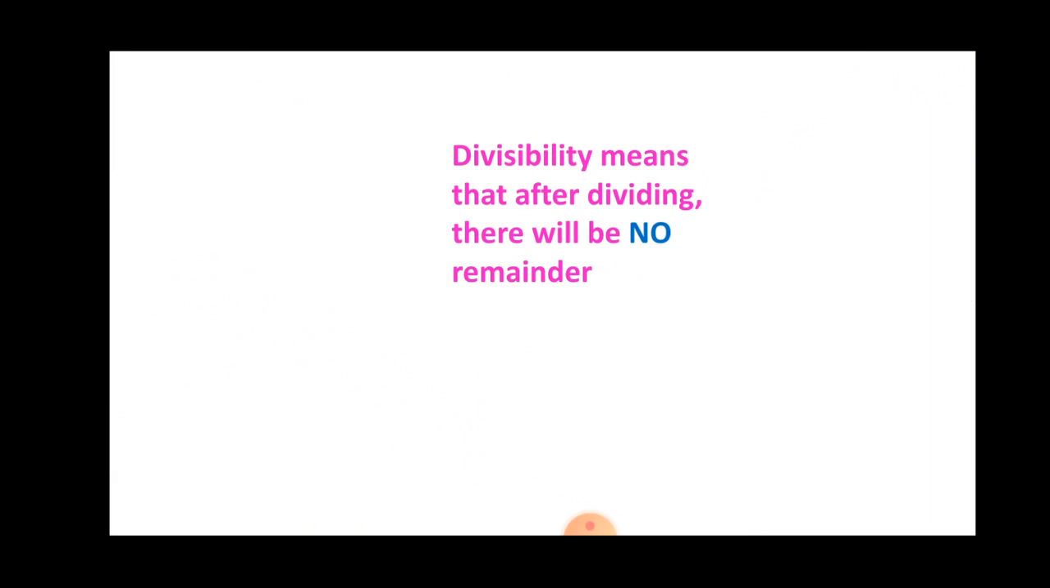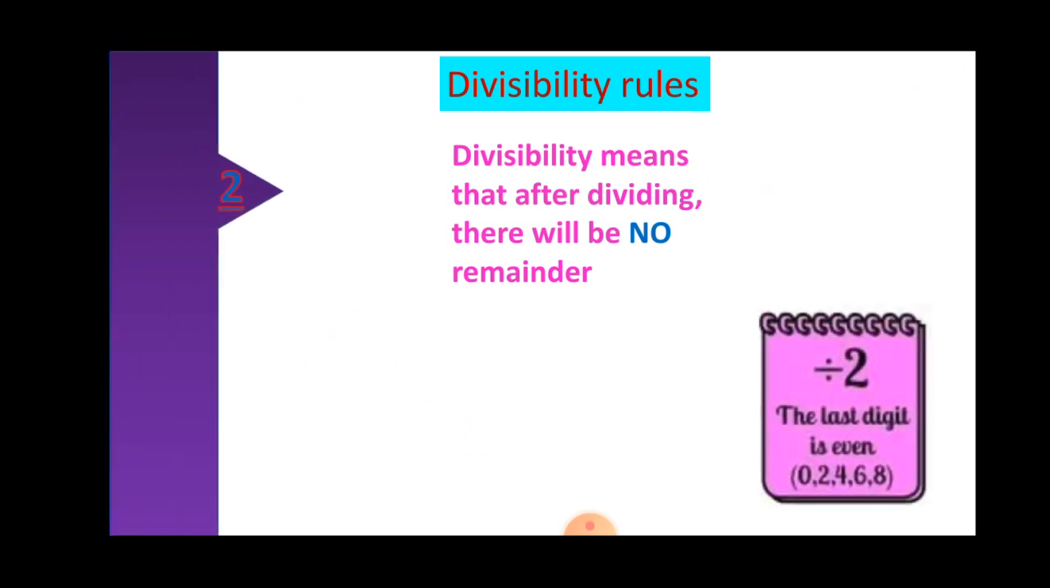So children, what do you mean by divisibility? Divisibility means after dividing, there will be no remainder left. Now, we'll learn about the divisibility rule for all these numbers one by one. So, first of all, let us learn about divisibility by 2.